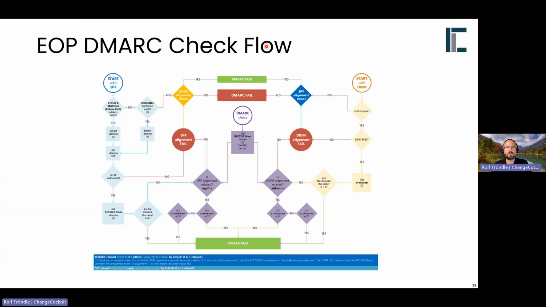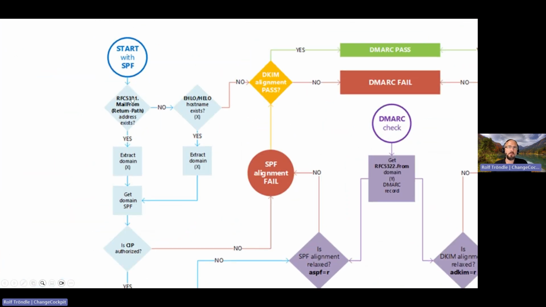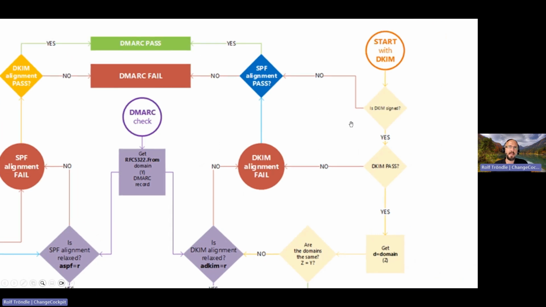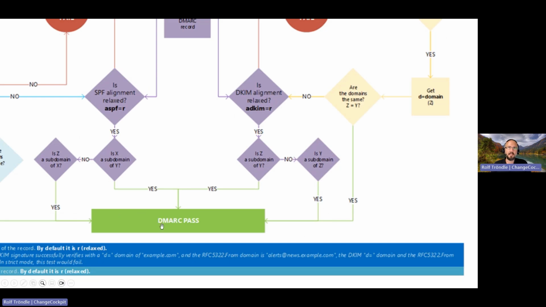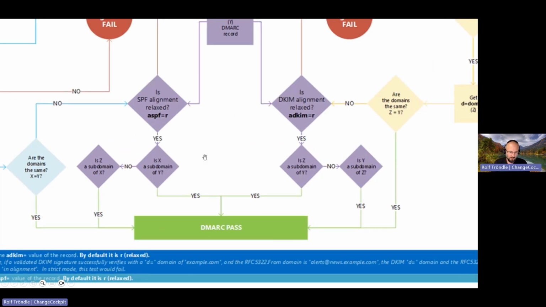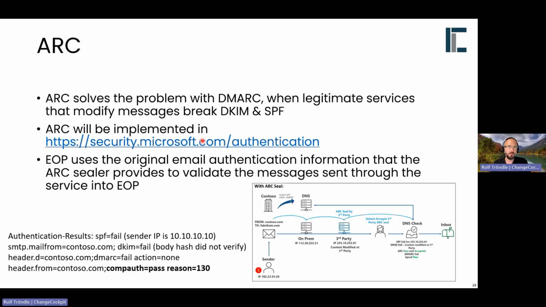This is just for your reference. The email flow, what Exchange Online is doing with SPF and DKIM and DMARC in combination to finally have a DMARC pass. I won't go through everything in here because it should be hopefully clear by now what's going on.